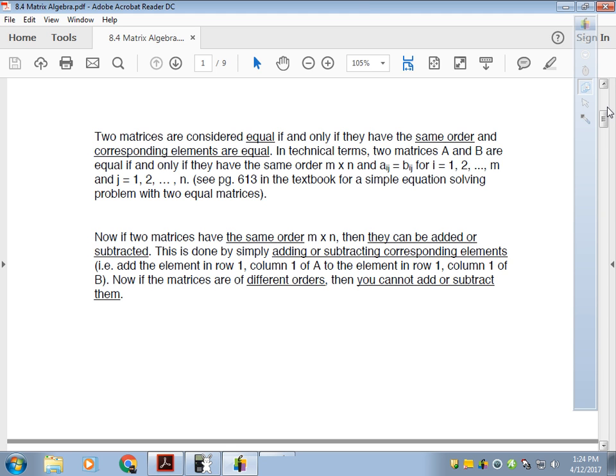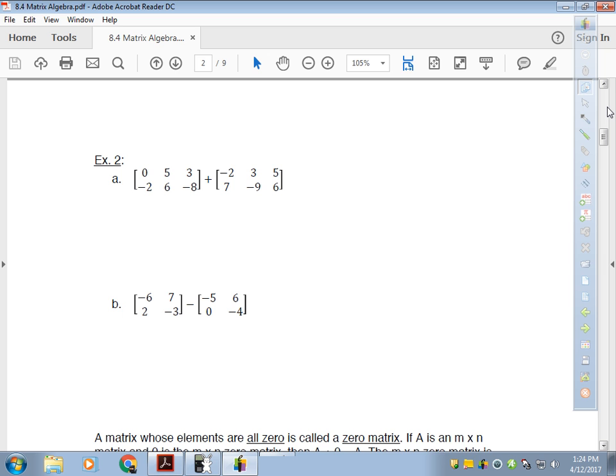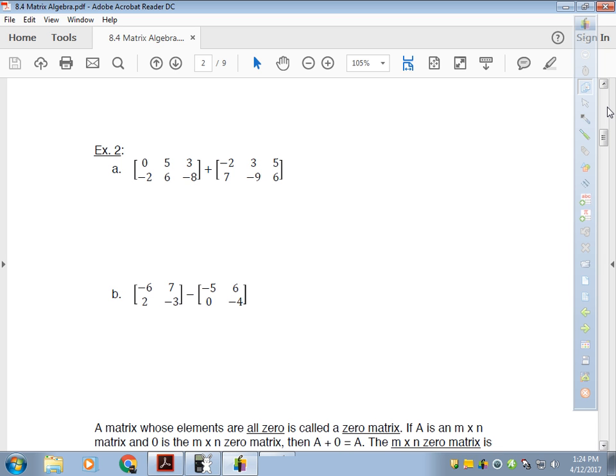Now let's actually get into some operations. If two matrices have the same order, the same size, then you can add or subtract them. To do that, you just add or subtract corresponding elements, meaning the element that's in row 1, column 1 of the first matrix, you add that to the element that's in row 1, column 1 of the second matrix, or subtract. Okay. Now, if matrices have different sizes, different orders, you cannot add or subtract them. It's just not possible to do the operation. Okay. So let's look at an example of this.